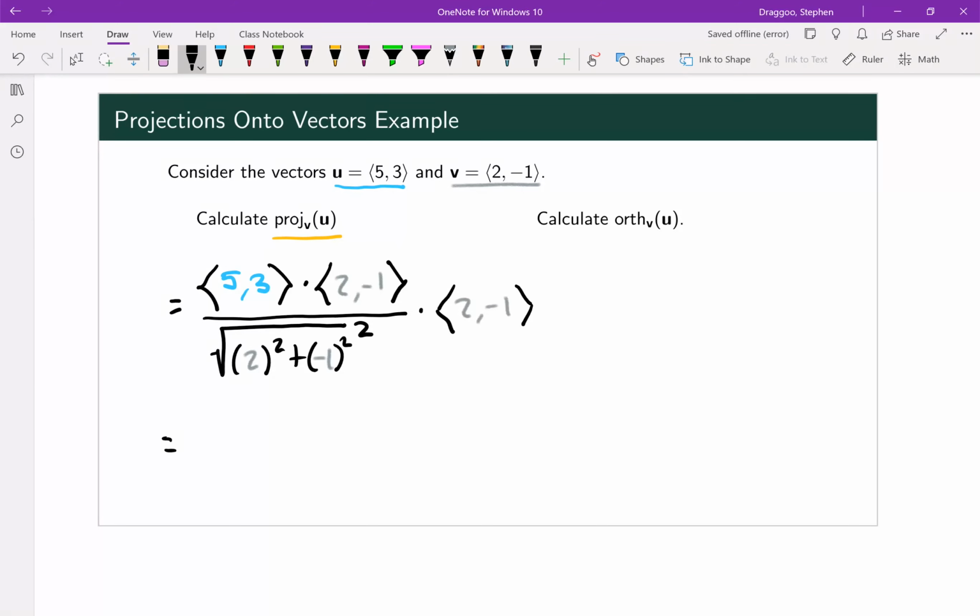So upon doing that, let's see what we get. Across the top, 5 times 2 is 10, plus 3 times -1 will be -3. So 10 minus 3 is 7. Divided into that denominator, I'll have 4 plus 1, which is 5. I have the square root of that and then squared. So the denominator is just 5. And I'm going to multiply that into the vector 2, -1.